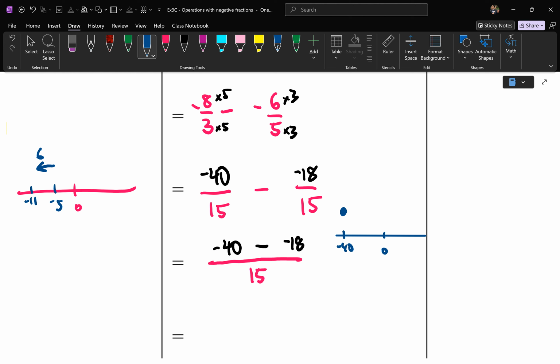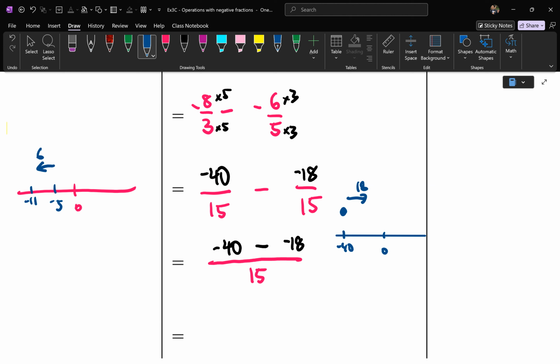So I'm starting at this point. Now, when I subtract, which direction am I going? Left or right? I'm going left. But remember, the negative means reverse or opposite. So instead of going left, I'm meant to go right. Go to the right. Very good. But if I'm going to the right, I'm going to the right by 18. Very good. But it's still, when you subtract 18, 40, take away 18, you're still on the negative side.